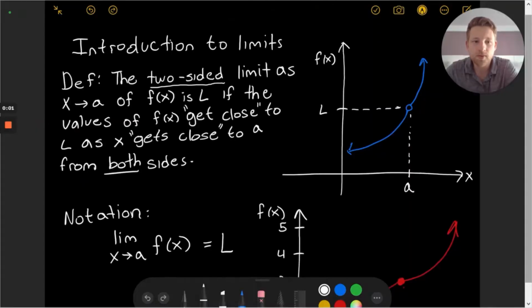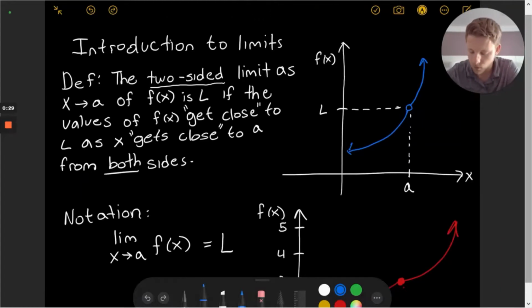Welcome. In this video, we will take a look at the introduction to limits through the definition and a few diagrams. So first to the definition. The two-sided limit as x goes to a of f is L if the value of f of x gets closer to L as x gets closer to a from both sides.